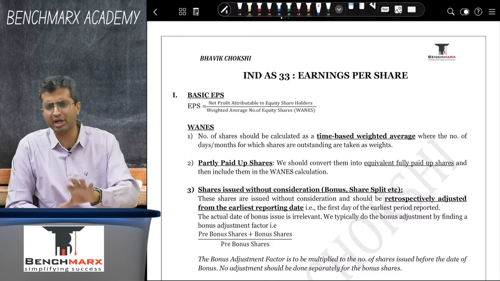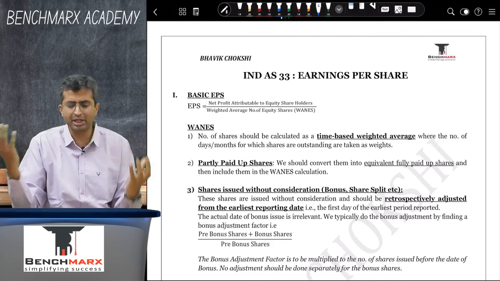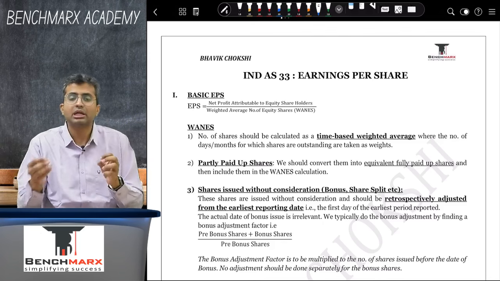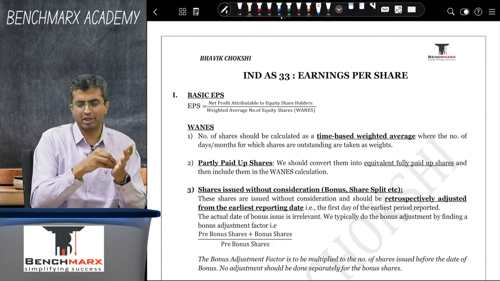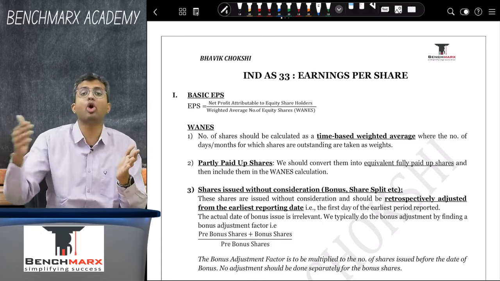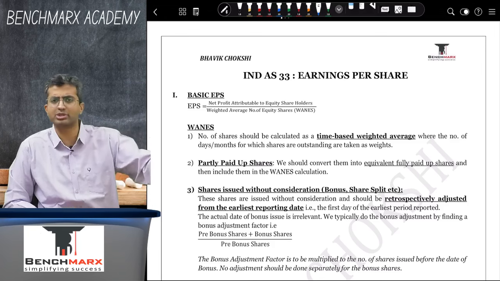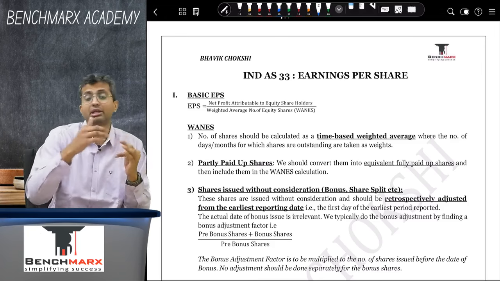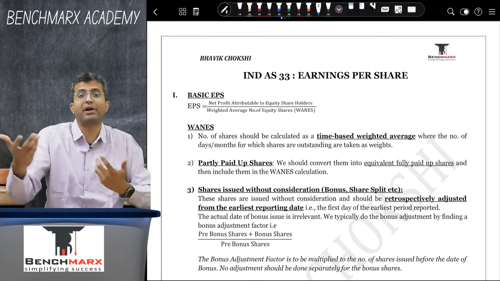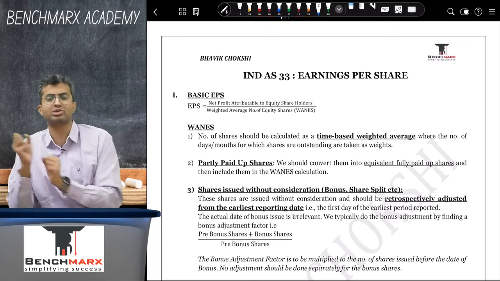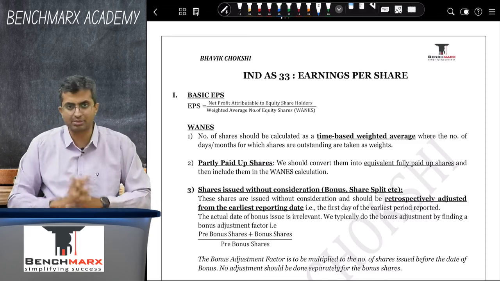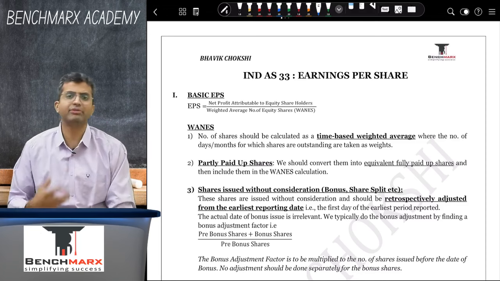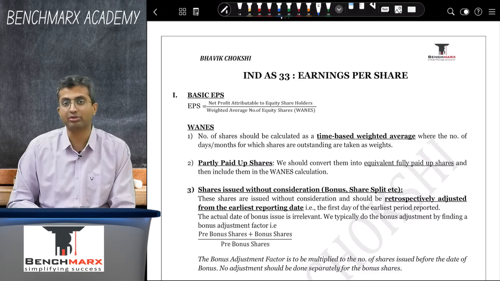How do we calculate weighted average number of equity shares? Well, there are multiple methods possible, but typically we take the number of shares as on a particular date and then see for how long they are outstanding. So for example, there were 1000 shares at the beginning of the year, then 1000 into 12 by 12, then in October, let us say another 500 shares are issued, then these 500 shares are outstanding for 6 months, then 500 into 6 by 12, and so on. So the time-based weighted average will give you the WANES, weighted average number of equity shares.